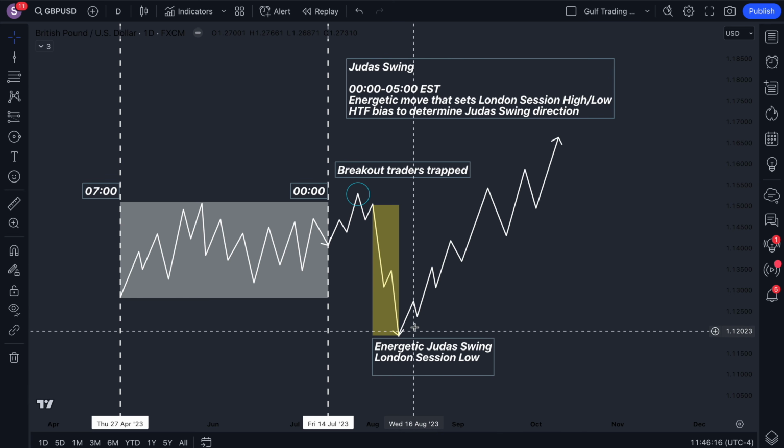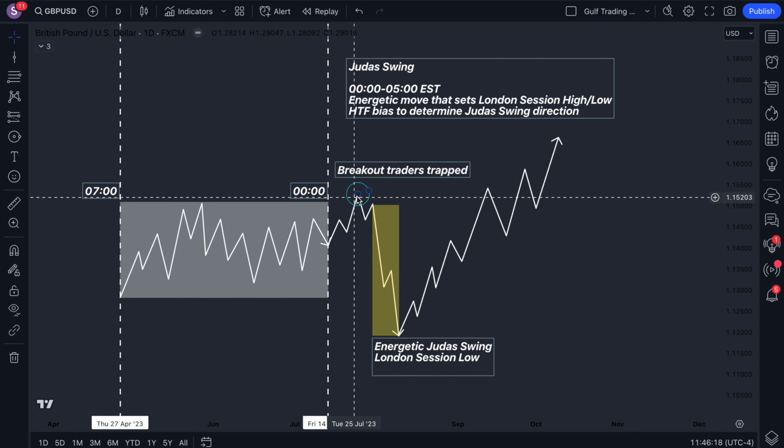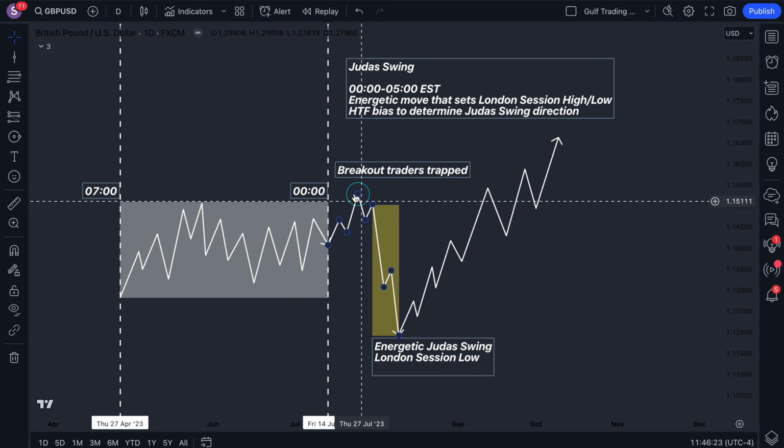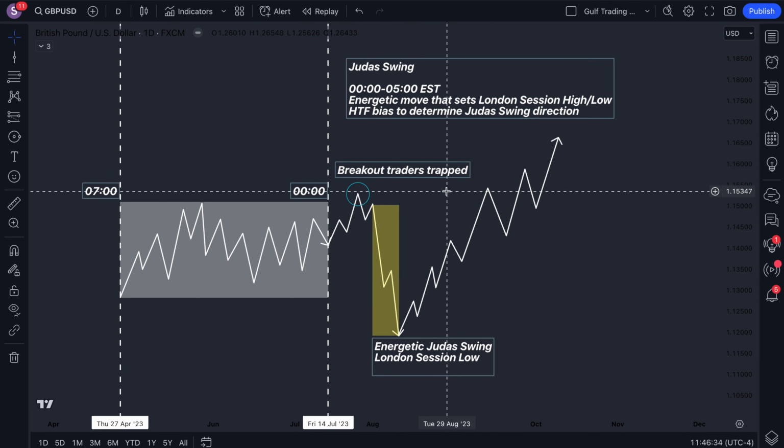And then you can look to take price to opposing liquidity. This high here is going to be a good place to target. And if there's anything else that you want to target, you can. But yeah, this is a good place that I like to target. It's very consistent, as long as you were right in the setup.